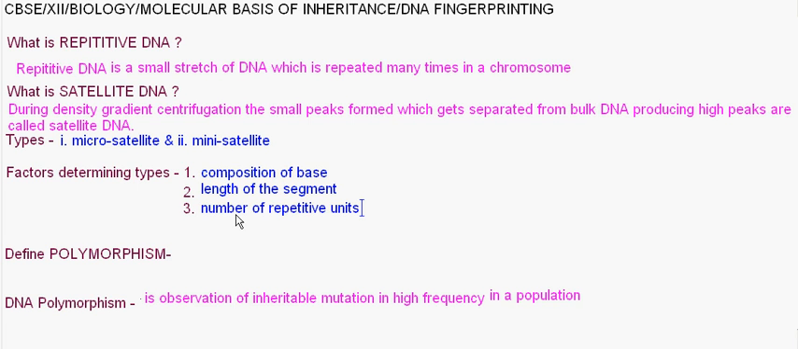Now, coming to polymorphism. What is polymorphism? In simple words, it is variation at the genetic level of different individuals, which results due to mutations which are not very harmful.